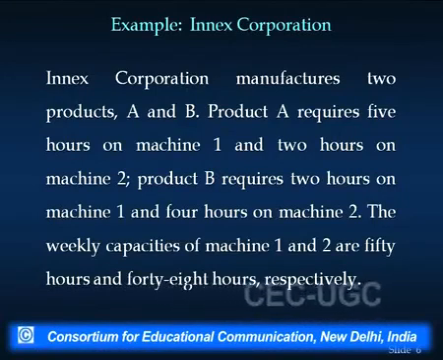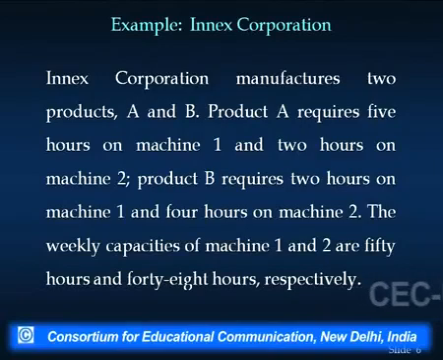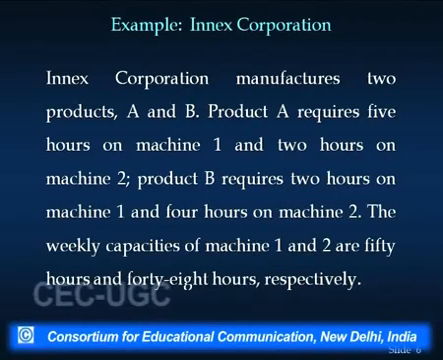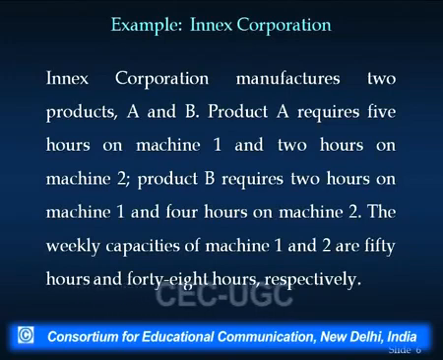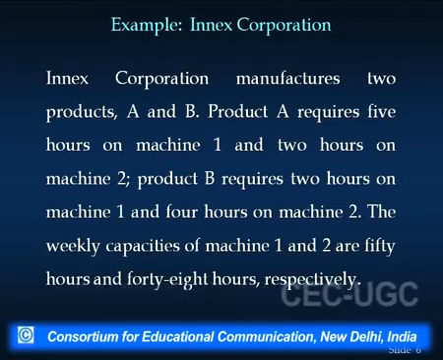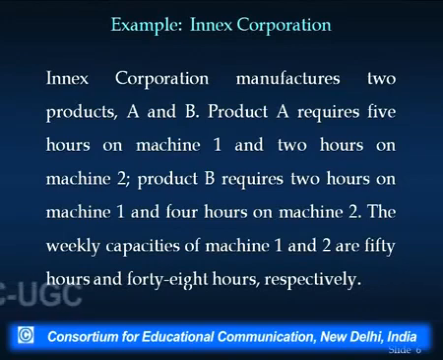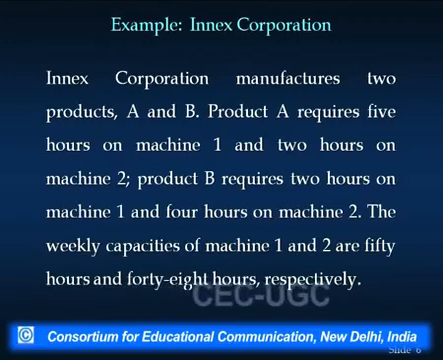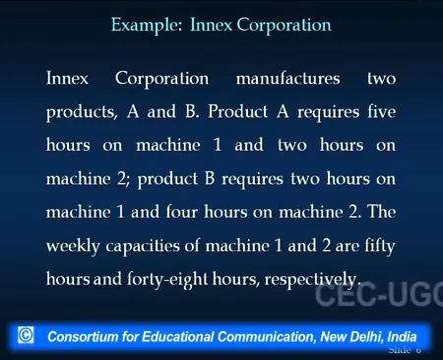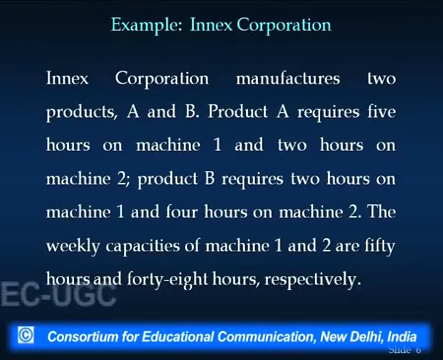manufactures 2 products, A and B. Product A requires 5 hours on machine 1 and 2 hours on machine 2. Product B requires 2 hours on machine 1 and 4 hours on machine 2. The weekly capacities of machine 1 and 2 are 50 hours and 48 hours respectively. This is our simple linear programming problem.